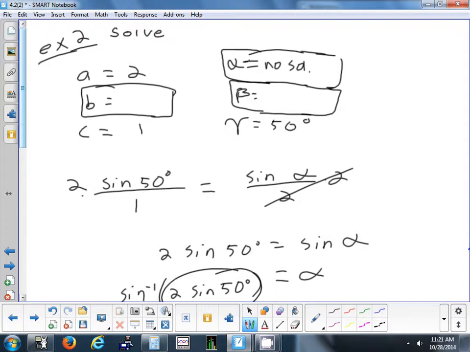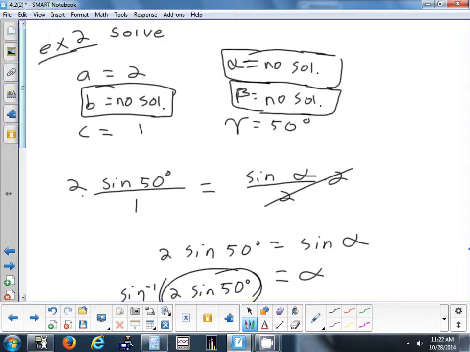Normally, if we had a solution, we would have subtracted it with gamma from 180. But because we don't have a solution for alpha, what does that mean about beta? There's no solution for that either. And if you can't find the angle, you can't find the side that's across from it.